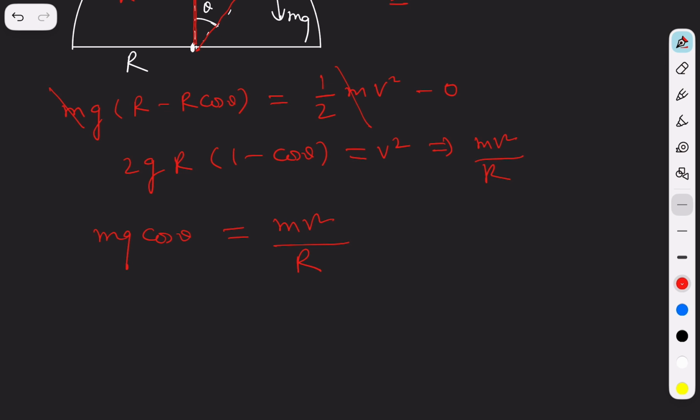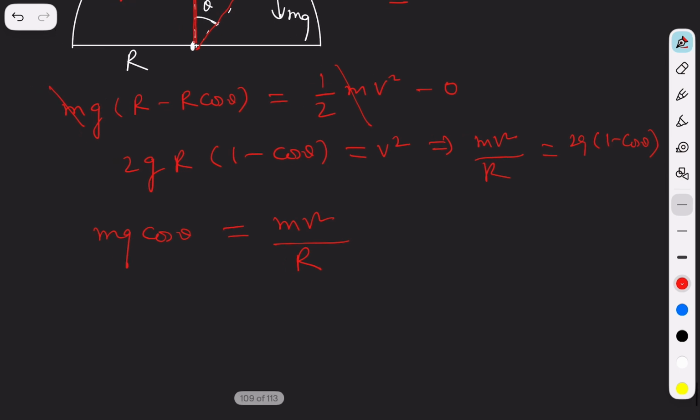From here, we can say that mv square by r is equal to 2mg times 1 minus cos theta. You can multiply m if you want. You can see the manipulation. So I can place it here: mg cos theta is equal to 2mg times 1 minus cos theta.